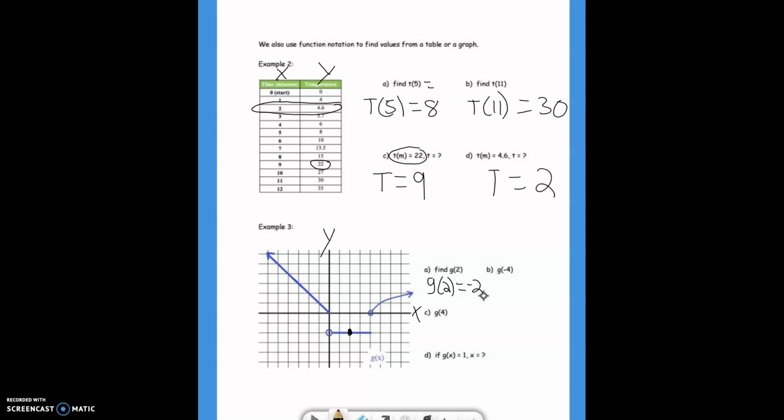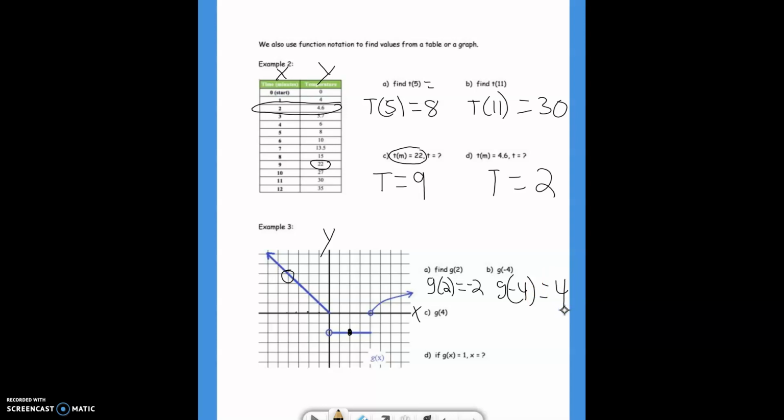And then let's look at the next one. When it's -4, 1, 2, 3, 4, what's my y value? So when it's -4, looks like 1, 2, 3, 4, right? +4.